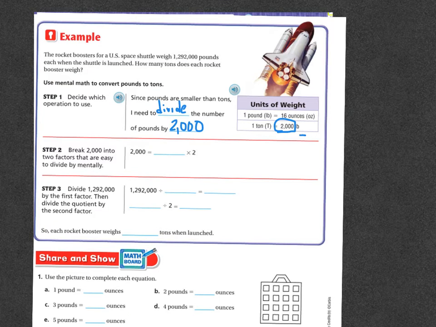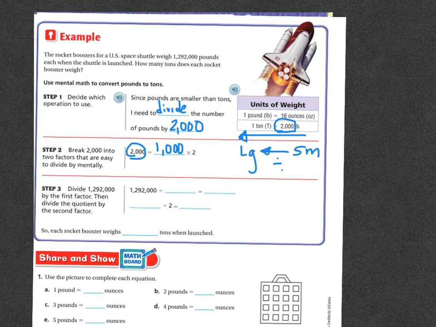Right? Because we're going from pounds to tons, we're going from small to large. Therefore, we're going to divide. Step 2 says, break 2,000 into 2 factors that are easy to divide by mentally. What they mean is we know we have the 2,000, but we're going to break that down into 2 times 1,000.